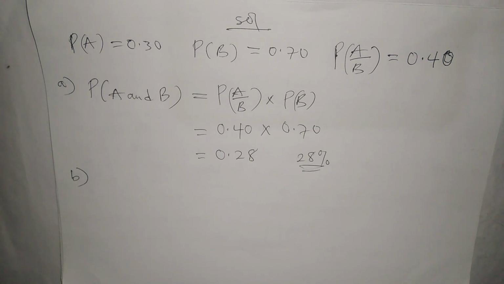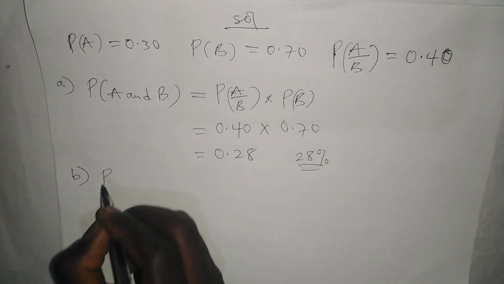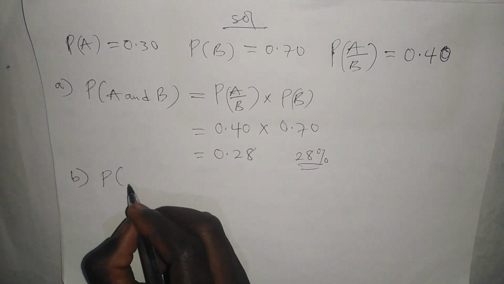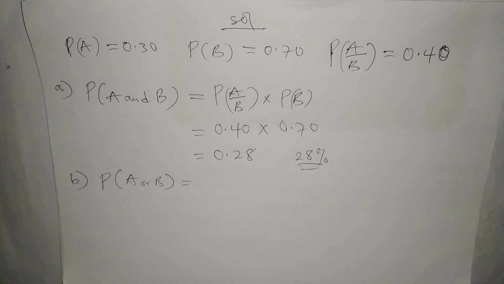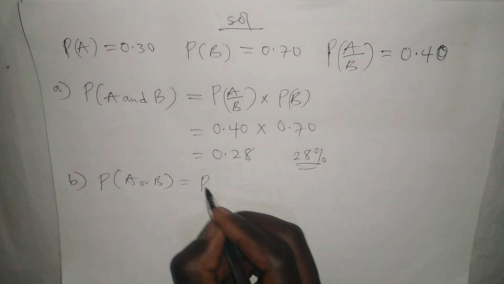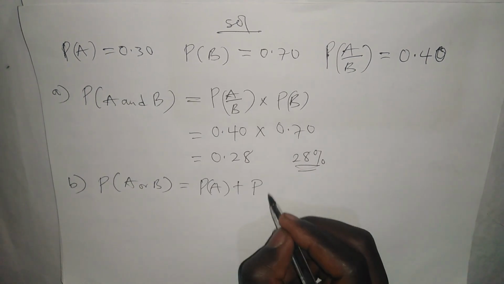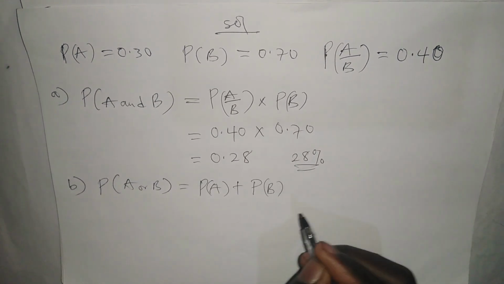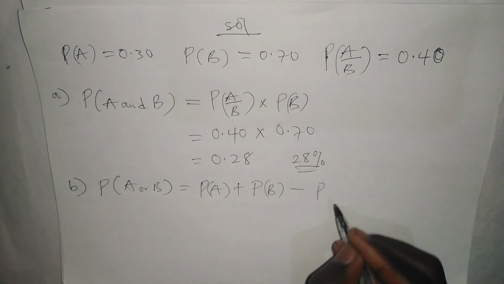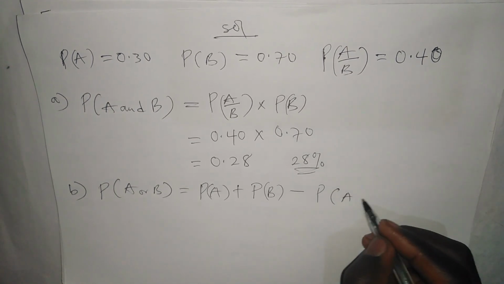So B says, what is the probability that she enrolls in an algebra course or a biology course? So the probability she enrolls in algebra or biology course, based on addition rule, is equal to the probability of A plus the probability of B minus the probability of A and B.